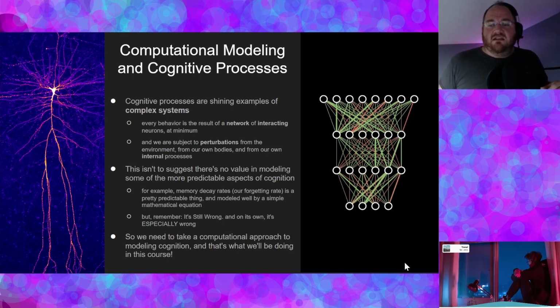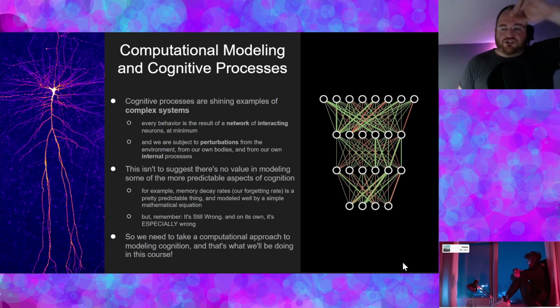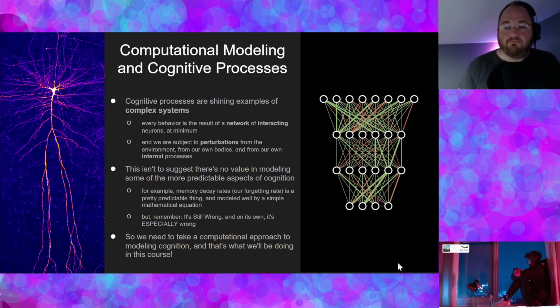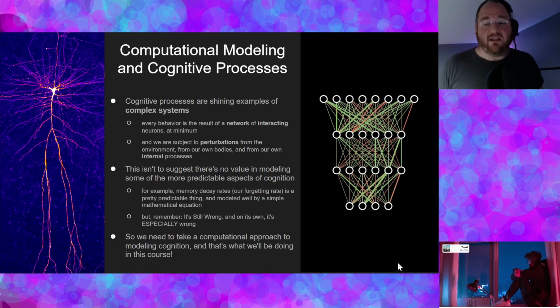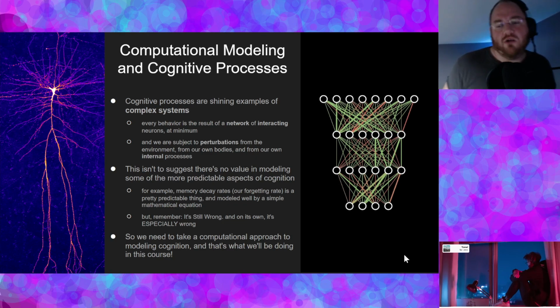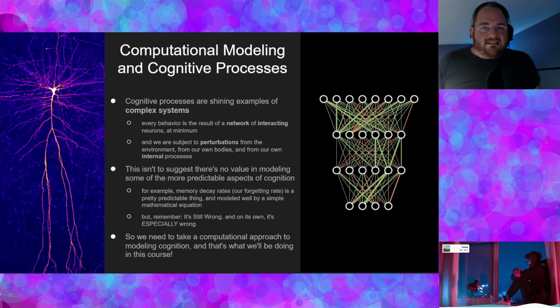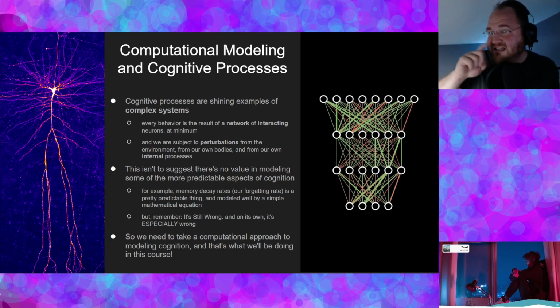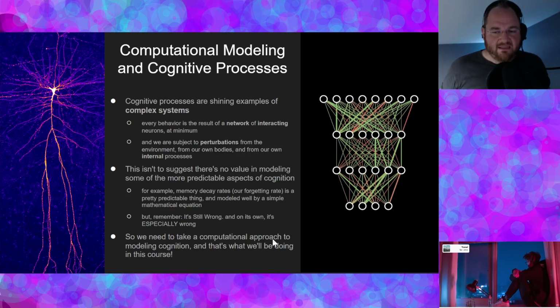So this is not to suggest that there's no value in modeling some of the more predictable bits of cognition. For example, memory decay is one of those simple things, like our forgetting rate. How long does it take us to forget simple things? Like, I made you memorize a list of words, and it took an hour and a half to forget what most of them were, or whatever. Those are actually pretty simple math equations, but they're still pretty useful, right? And they can become part of more complex simulations. That's kind of the core. You'll see that in the next lecture.